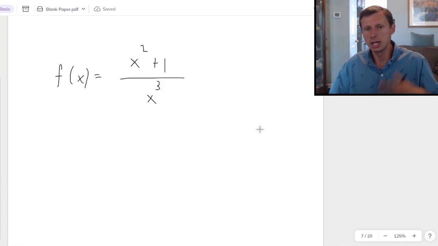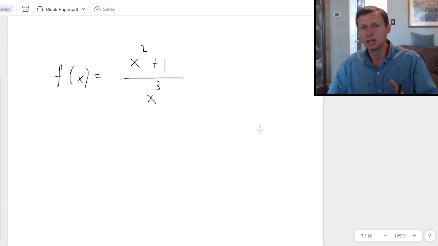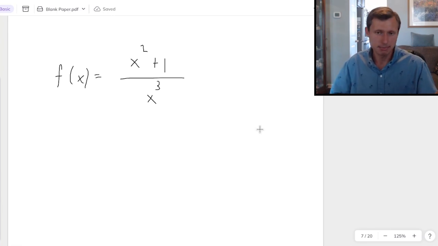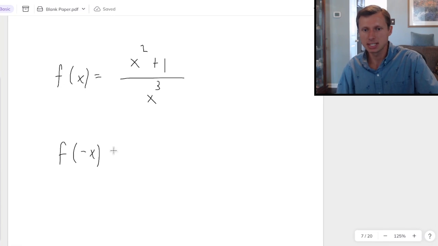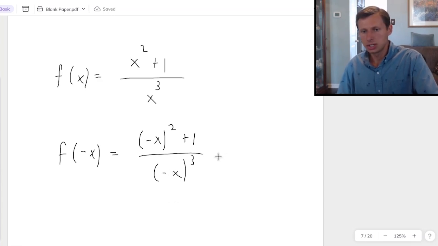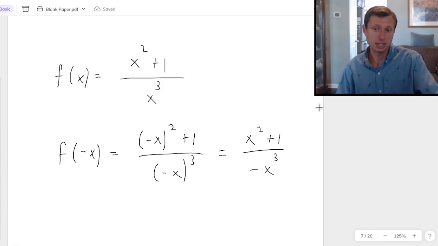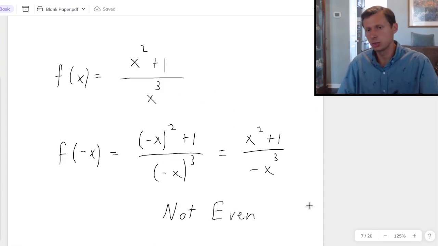According to the shortcut rules, this has both x squared and x cubed in it, so it's neither. It's not even, and it's not odd. However, that's not right. If I solve this problem the normal way, which is first finding f of negative x to check if it's even, then I'd get negative x squared plus 1 divided by negative x cubed. That would reduce to a positive x squared plus 1 divided by a negative x cubed. Now obviously these do not equal each other. In other words, it's not even, and that much is still true.